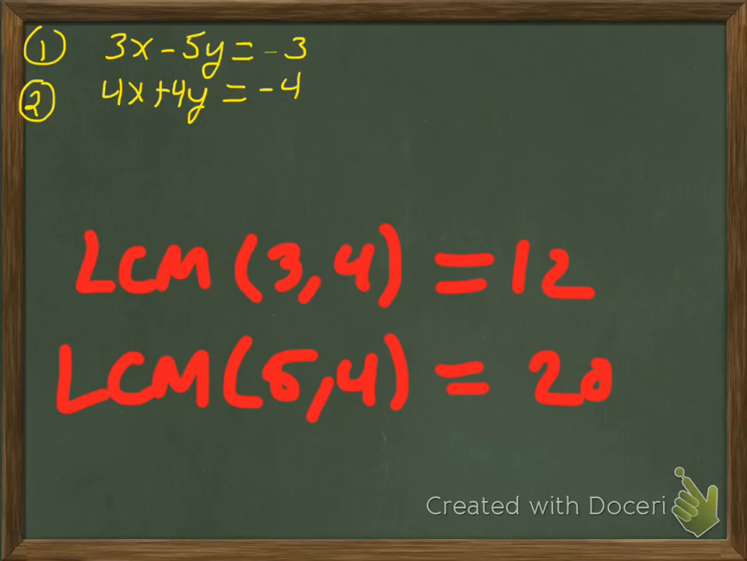If I do the x's, I would make them both look like 12, but one of them would have to be negative and one of them would have to be positive so that when I add them they would cancel out. I'm going to go ahead and choose to not fiddle with any more negatives than I already have. So I'm going to multiply the top equation by 4 to make that 5 into a 20. And the bottom equation, to make the 4y into a 20, I'm going to multiply by 5. So that's what we're going to do here.